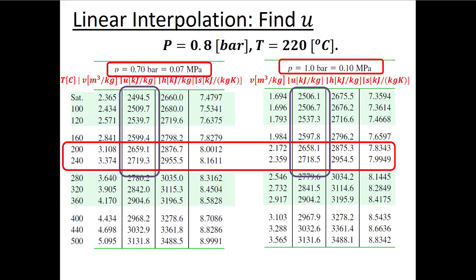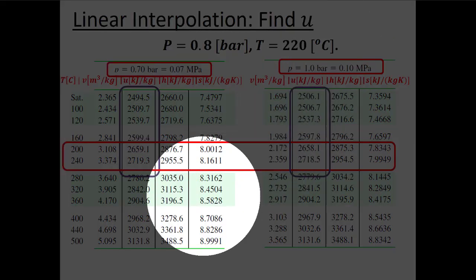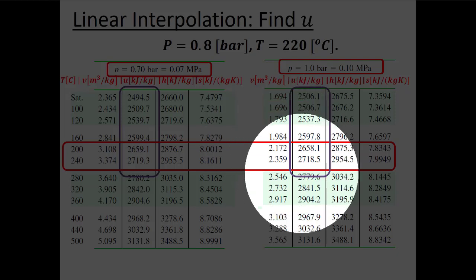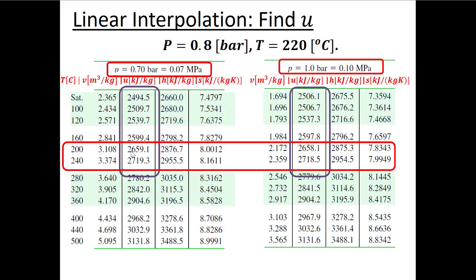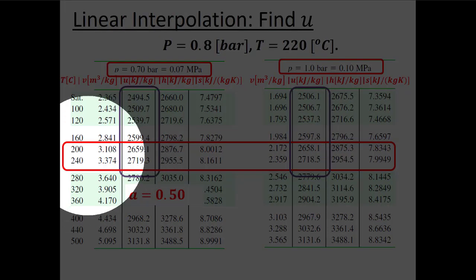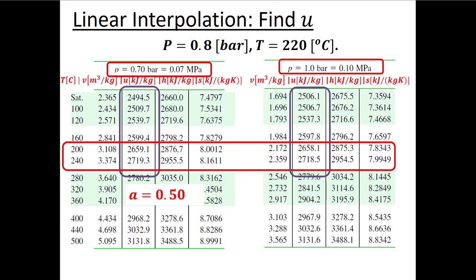But now here's our example, right? So we know that we're trying to find some intermediate pressure between these two graphs, and we have to find some intermediate temperature between 200 and 240 on both of these curves, or both of these tables, I'm sorry. So I know my interpolation factor A is 0.5 because 220 is half the distance here. So 220 minus 200, that's 20. 240 minus 200 is 40. 20 over 40 is 2 over 4, which is 1/2.